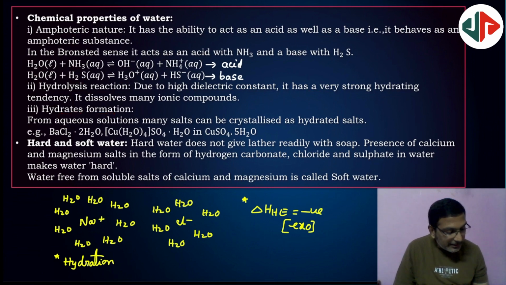Next, hydrate formation. Hydrates are crystalline compounds. BaCl2.2H2O is a dihydrate. Here also it is the same: CuSO4.5H2O, blue vitriol, a hydrated salt, copper sulfate pentahydrate. So it has a tendency to form hydrates with metals.